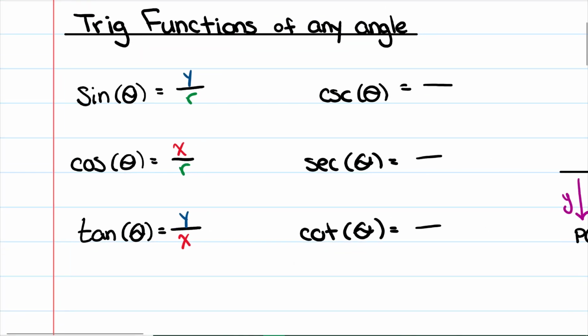And then to find the other 3, all you have to do is take the reciprocal of the previous 3. So this would be r over y, r over x, and x over y. And we're going to use this in order to solve the next example where we need to find the exact value of all 6 trig functions.